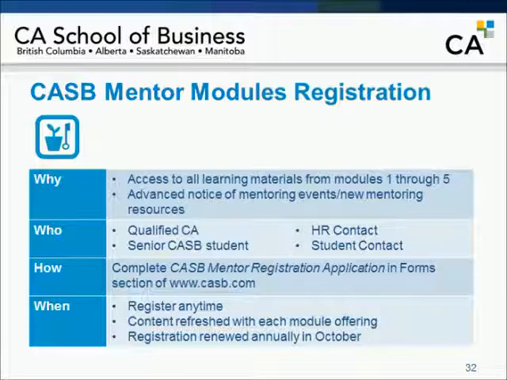Who can register? Qualified CAs or CASB students who are more senior to the students they are mentoring can register. HR and student contacts at CA training offices can also register, even if they're not CAs. To register, complete the CASB Mentor registration application in the Forms section of the CASB website. Registration is valid until mid-October of each year, and content is refreshed with each module offering. We will contact you each fall to renew your registration for the coming year.